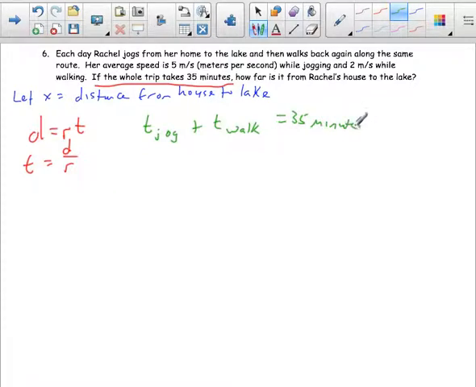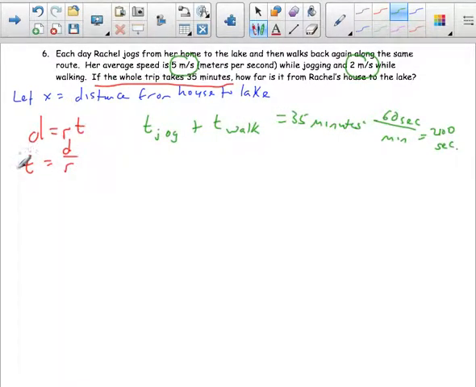And I'm going to go ahead and convert these units to seconds, because our speeds are given in meters per second. So I'm going to convert this by saying there's 60 seconds per minute, and that's going to give me a total time of 2,100 seconds for her trip to the lake and back.